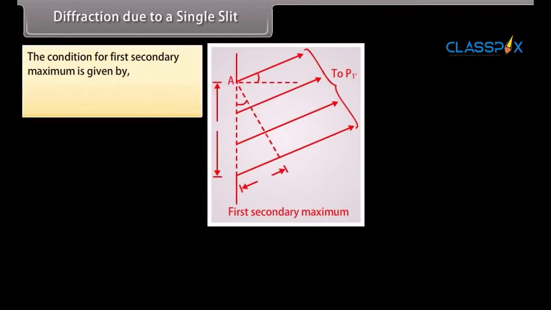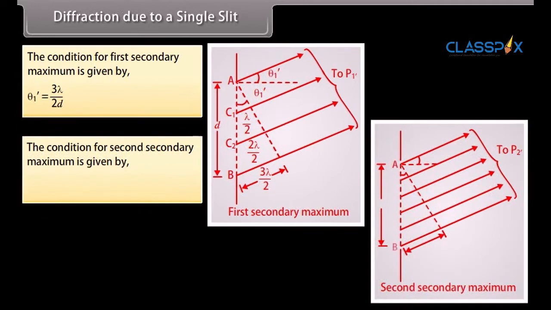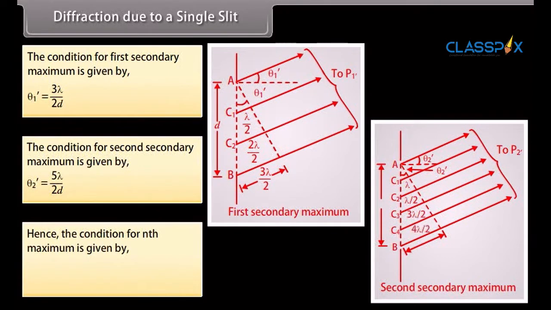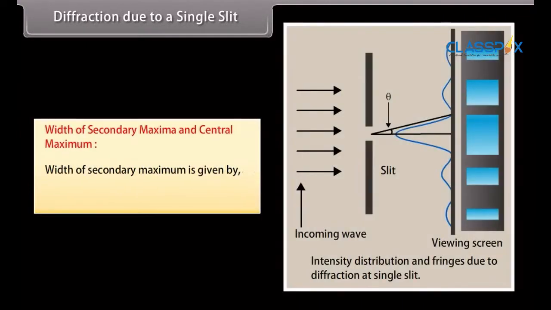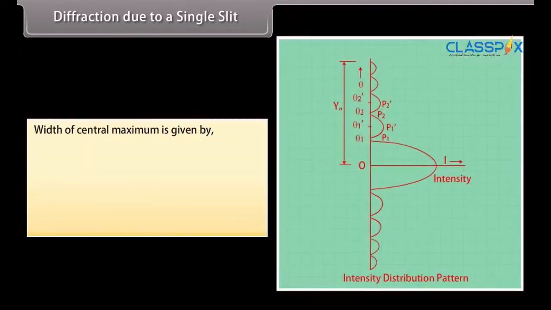The condition for first secondary maximum is given at angle theta equals 3 lambda upon 2d. The condition for second secondary maximum is given at an angle equals 5 lambda upon 2d. Hence, the condition for nth maximum is given at an angle equals (2n plus 1) lambda upon 2d. Width of secondary maximum is given by beta equals D lambda upon small d. Width of central maximum is given by beta naught equals 2D lambda upon small d.